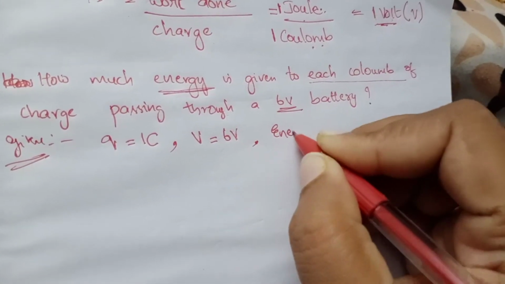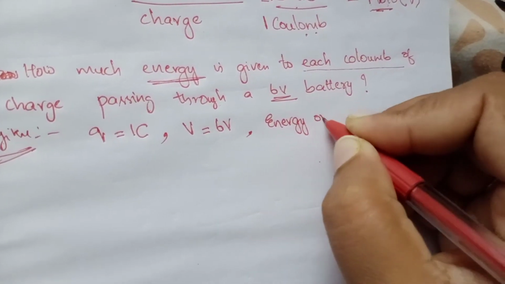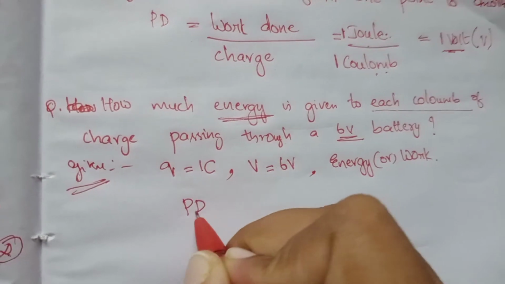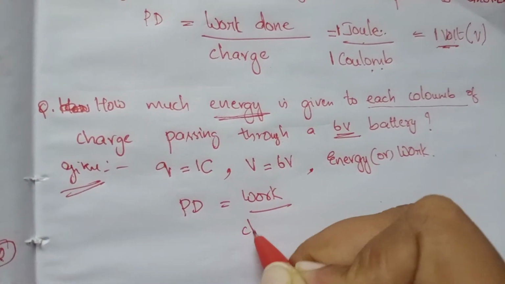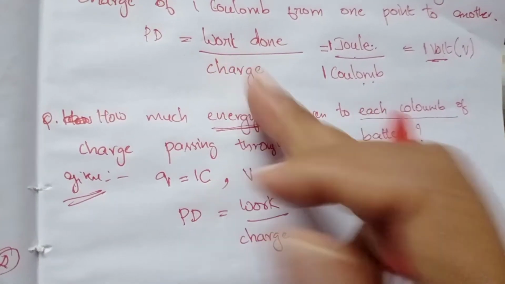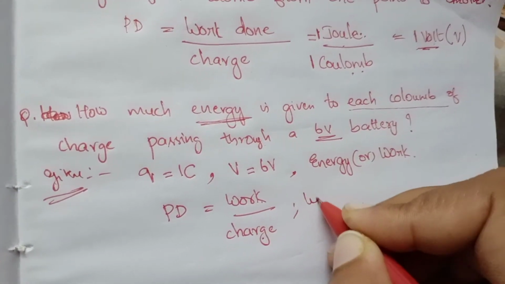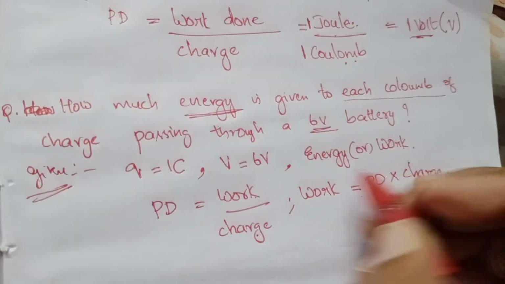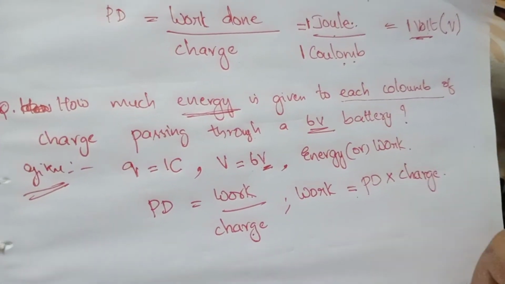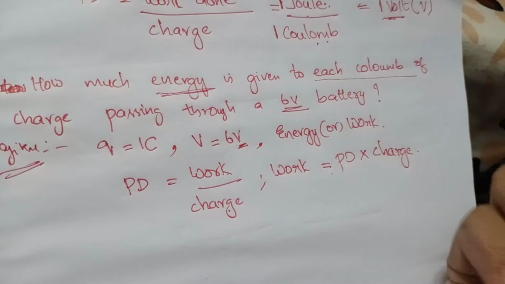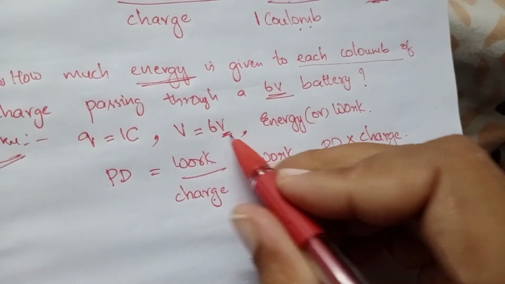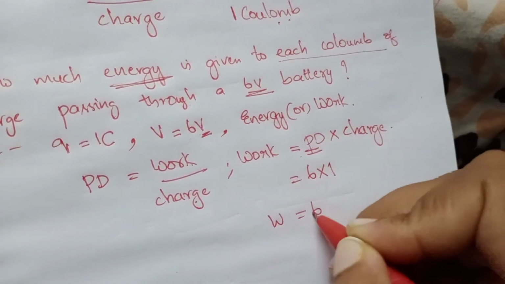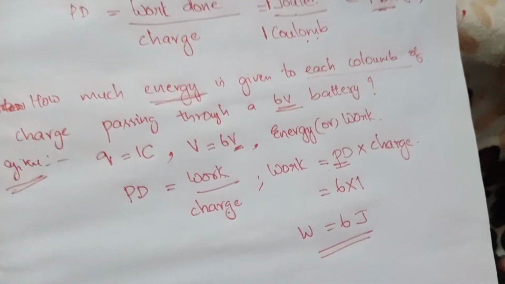So what do you need to find out? You need to find out the energy. Energy means the work done, right? We know that potential difference is equal to work done divided by charge. So how can we write the equation for work? Work is equal to potential difference into charge. It can be either potential difference or electric potential. The potential difference is 6 volt, and the charge given is 1 coulomb. So what is the work done? Work done will be equal to 6 into 1, 6 joules.